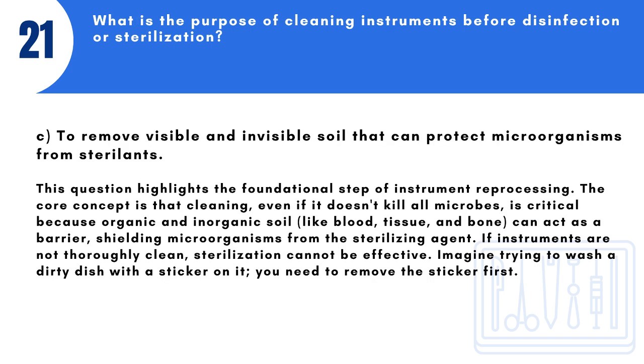Answer: C. To remove visible and invisible soil that can protect microorganisms from sterilants. This question highlights the foundational step of instrument reprocessing. The core concept is that cleaning, even if it doesn't kill all microbes, is critical because organic and inorganic soil, like blood, tissue, and bone, can act as a barrier, shielding microorganisms from the sterilizing agent. If instruments are not thoroughly clean, sterilization cannot be effective. Imagine trying to wash a dirty dish with a sticker on it. You need to remove the sticker first.